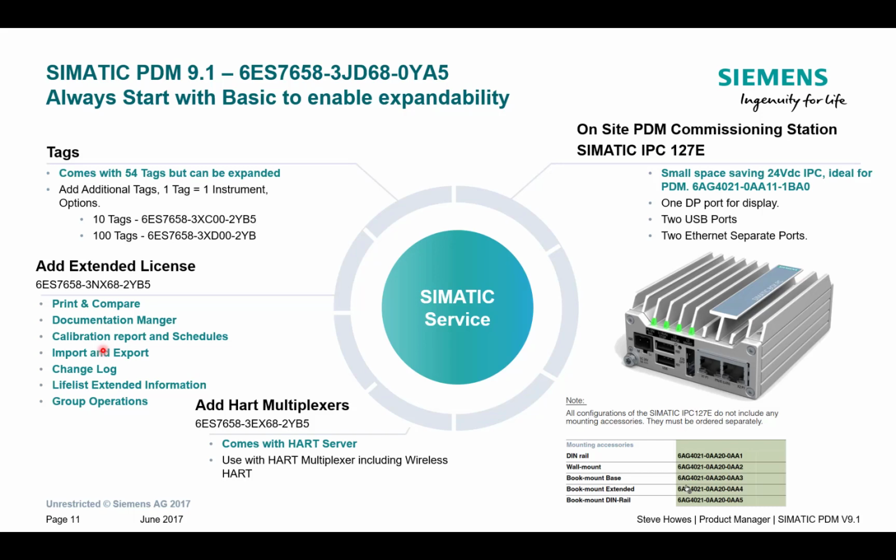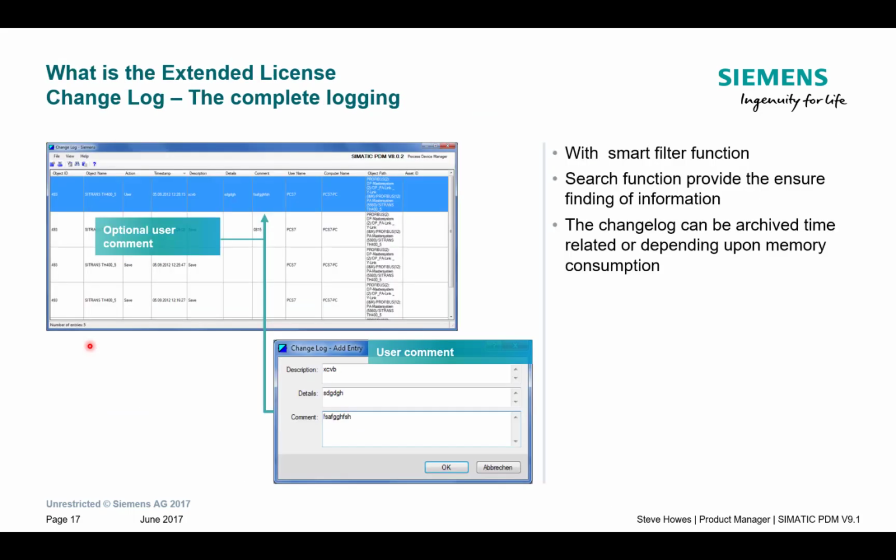So the first thing that we get with the extended license is a real nice function called the change log. So this works really well if you've got a PC integrated on site, so you have multiple maintenance engineers who are logging on and doing work. So everything is logged. So you're not having to start the fault finding process off again. You can go to the change log and have a look what the last engineer did and get to the fault a lot quicker.